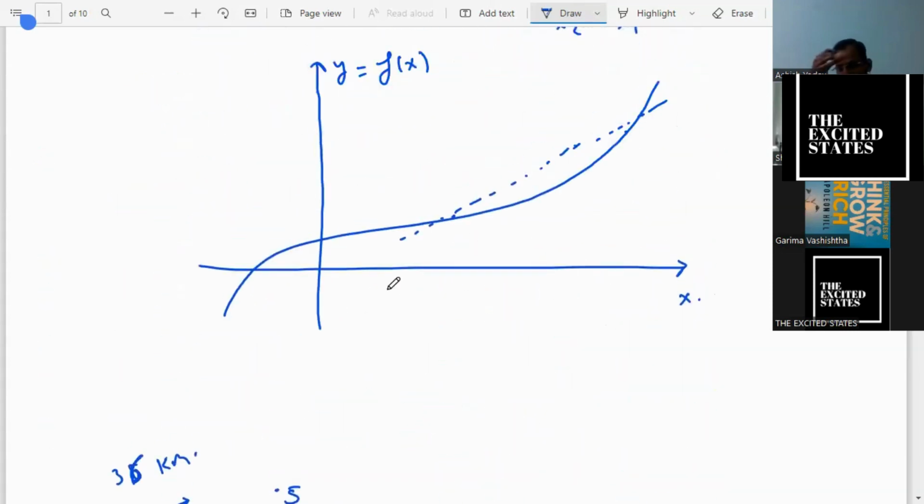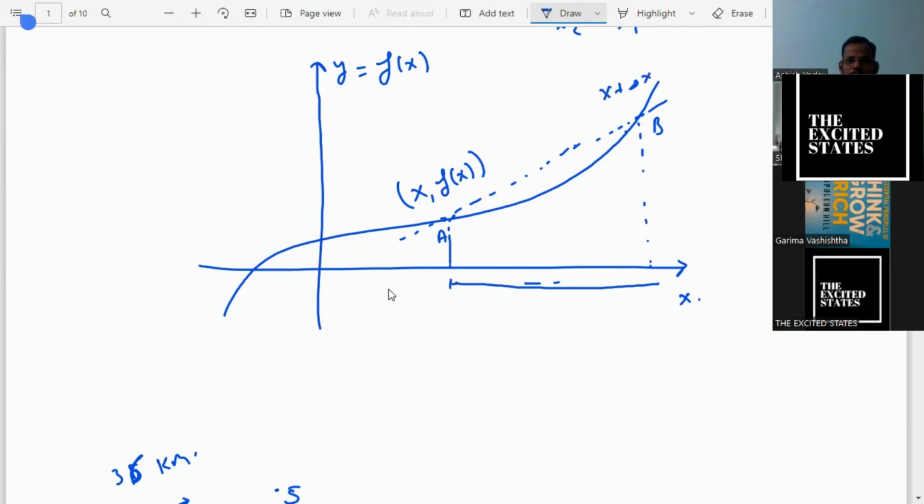Now similar is the case of a function. Let's suppose this is point A and this is point B. Let's suppose its coordinate is x comma f of x, and this is delta x. So this is x comma f of x, and this will be x plus delta x comma f of x plus delta x.